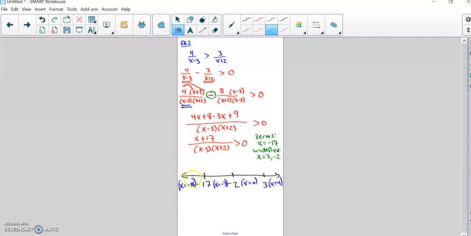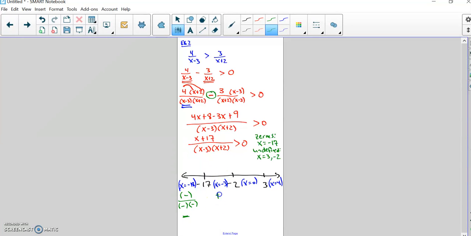So let's try negative 18 first. Negative 18 plus 17 is a negative number. Negative 18 minus 3 is negative, and negative 18 plus 2 is also negative. So when we're done, we have a negative divided by a negative times a negative, which is a positive. So a negative divided by a positive results in a negative answer for us.